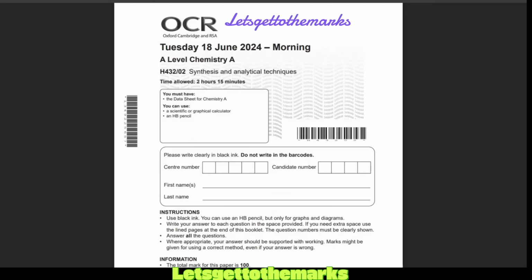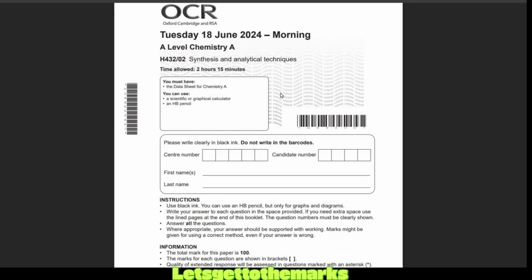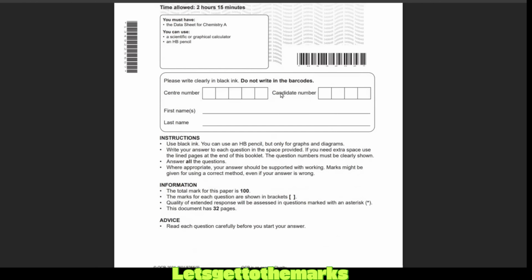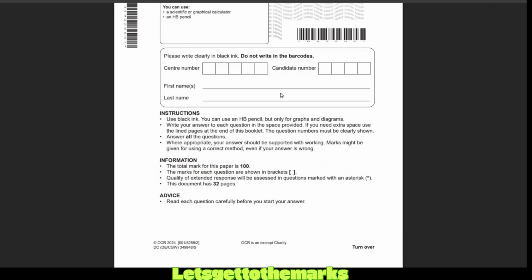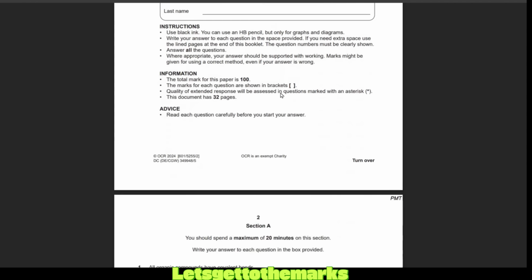I'm going through the OCR A-Level Chemistry A, June 2024, Synthesis and Analytical Techniques paper. Analytical Techniques is 2 hours and 15 minutes. This is the 2024 paper, so basically the organic chemistry paper. It's out of 100 marks. You've got 135 minutes, 2 hours 15 minutes.